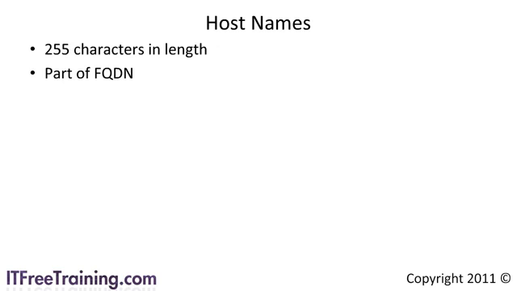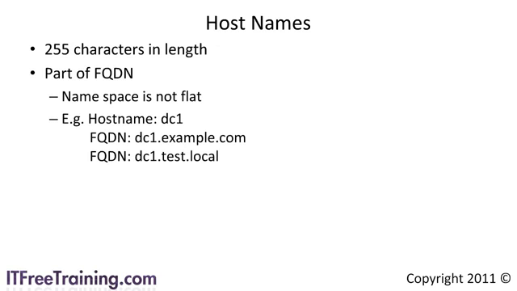With the introduction of the host name and DNS, the namespace is no longer flat. For example, you could have the computer name DC1 registered in both the example.com domain and the test.local domain. Using host names, both these computers could exist on the same network, even at the same site, and the names would not conflict with each other.